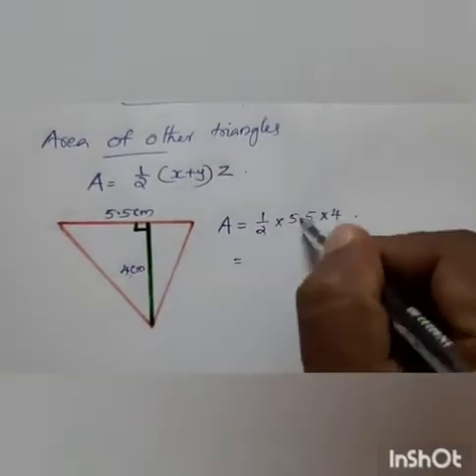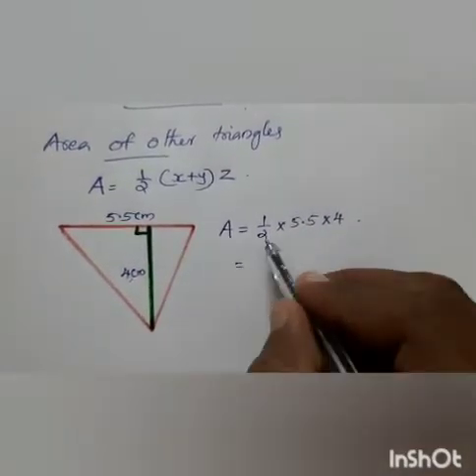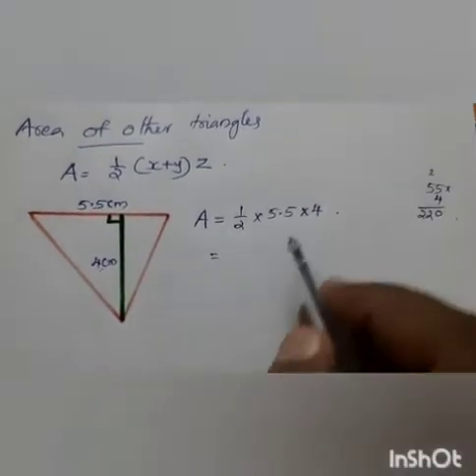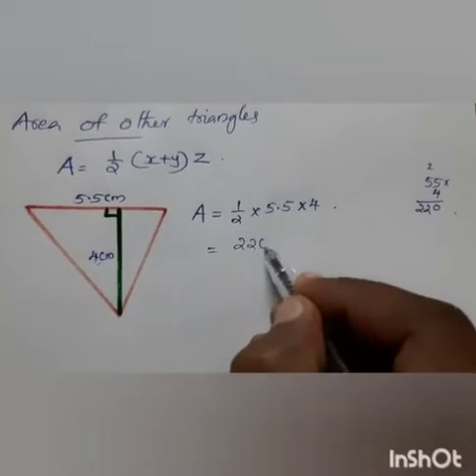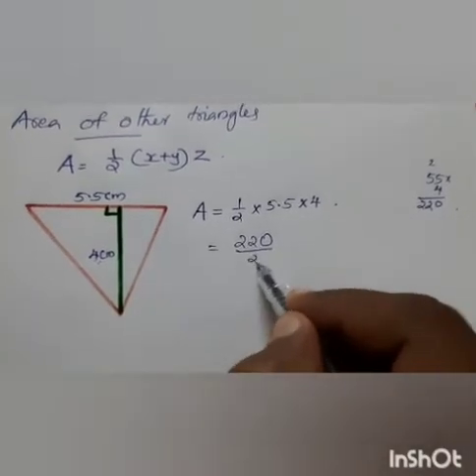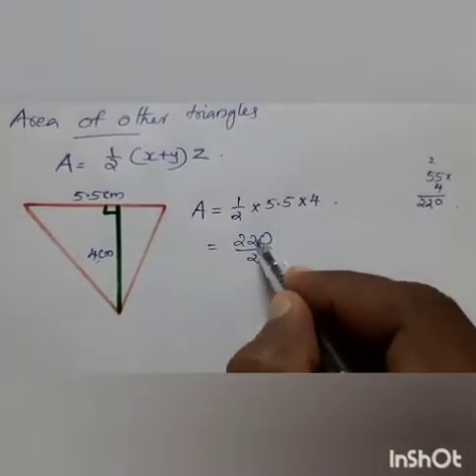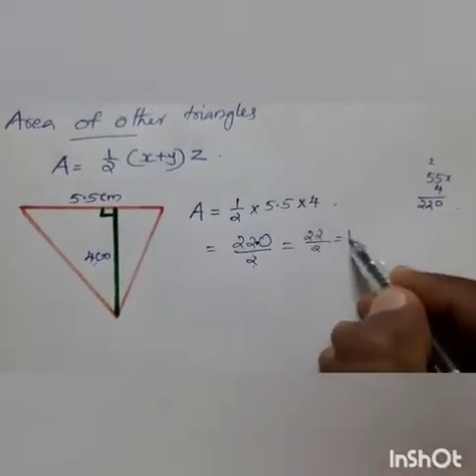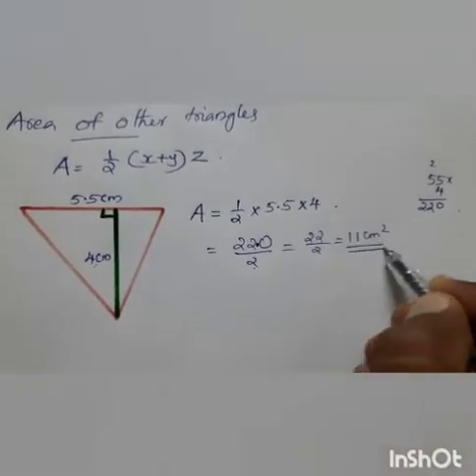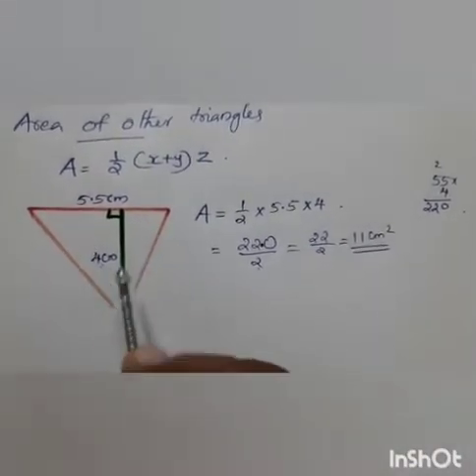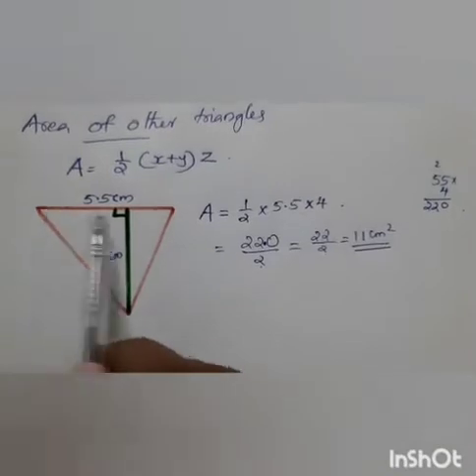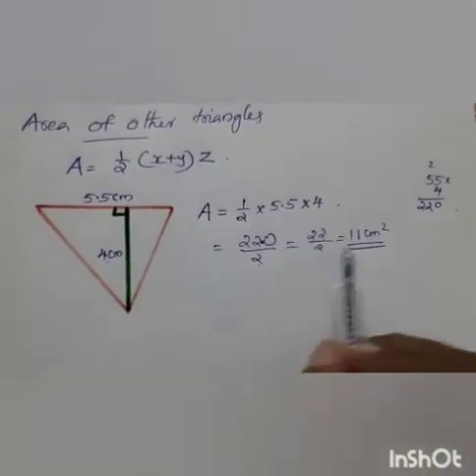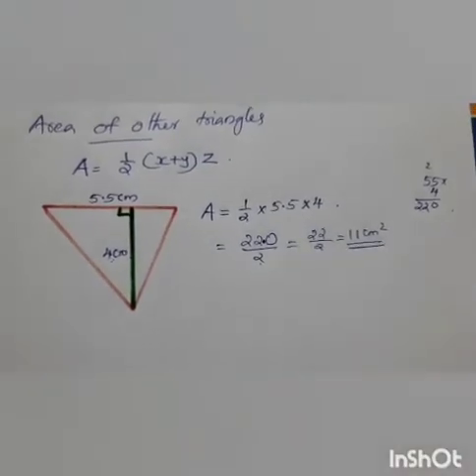So 55 into 4 you have to find out, and it should be divided by 2. So it is 220 by 2. Here one decimal is there, so it should be 22 by 2. So 22 by 2 is equal to 11 centimeter square. So 11 centimeter square is the area of this triangle, the base length and this perpendicular length multiplied and halved.